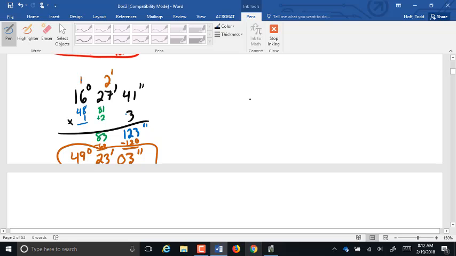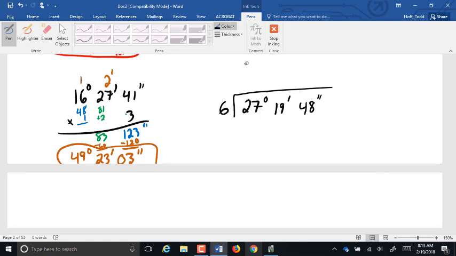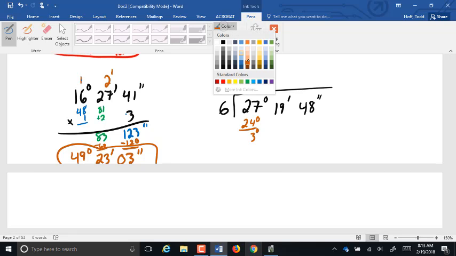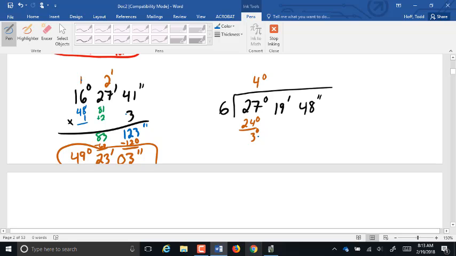We can divide as well. Let's say I want to divide this by, oh, let's say divide it by 6. 6 goes into 27 4 times. It'd be 4 degrees, right? 4 times 6 is 24. That gives us 3 degrees left over. Before I do my minutes, I got to take that 3 degrees, make it 180 minutes. Bring down my 19. That's 199 minutes.